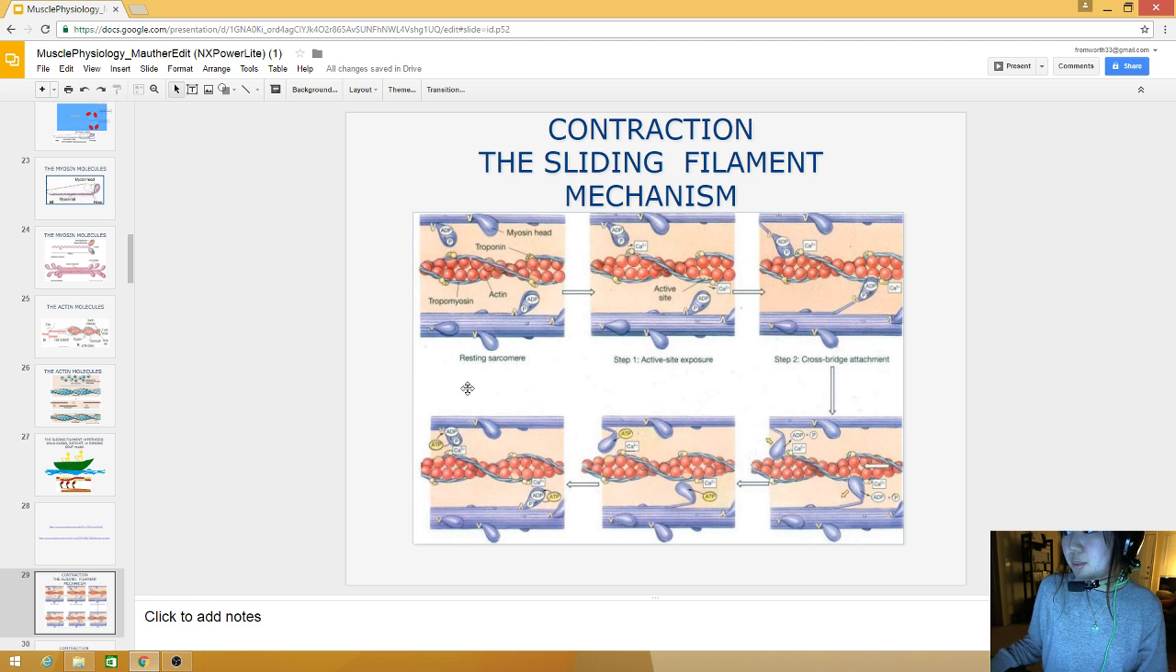So when calcium is released in the cytoplasm, it will interact with troponin. A conformational change occurs, causing the tropomyosin to move away from the active site of the G-actin, and the active site will then attach to the myosin head, which moves, making the sarcomere shorter and shorter, and this is going to be called the sliding filament mechanism.